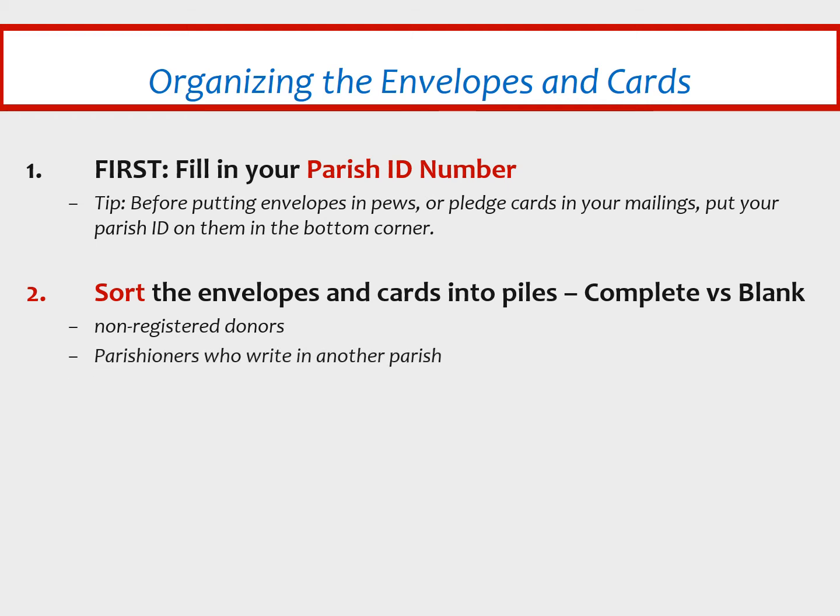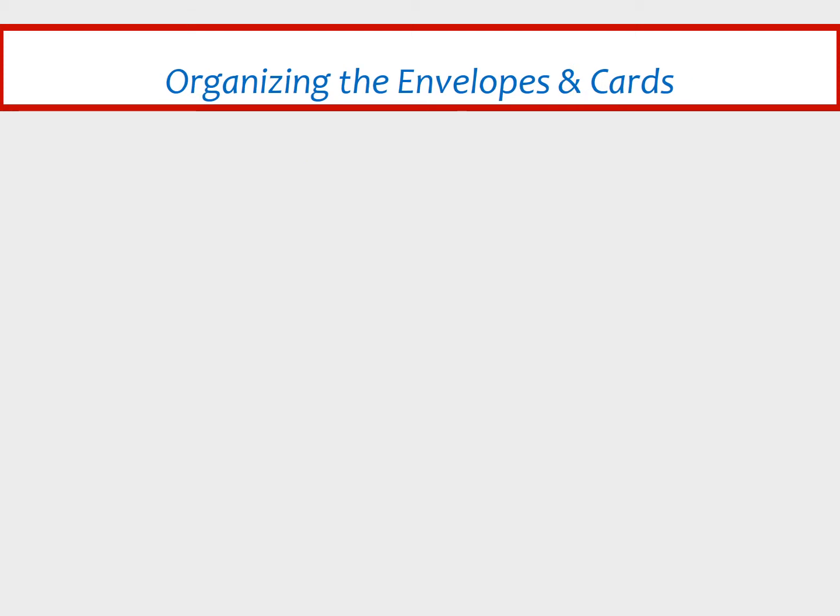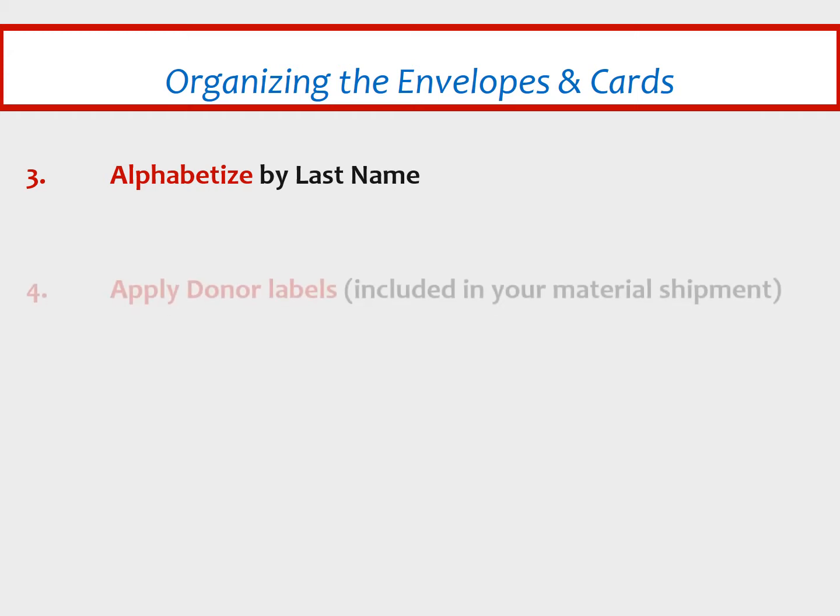If an envelope from a parishioner comes in but they write in another parish to receive credit, create a separate report because we have to honor that request. The third step in organizing the envelopes and cards is alphabetize by last name. This is so that when you print out your PDS summary sheets, you can bundle them together quickly, or if you use our Excel template or manual form, you can enter the names alphabetically.